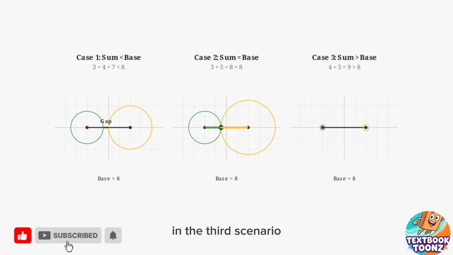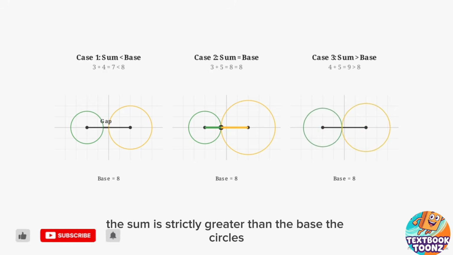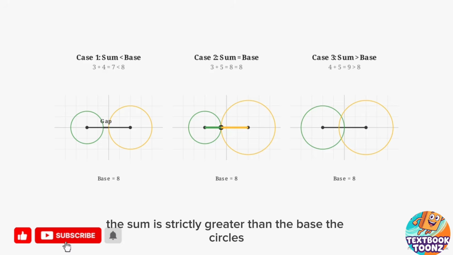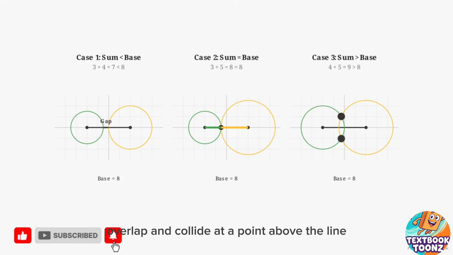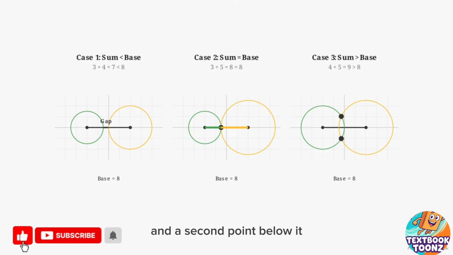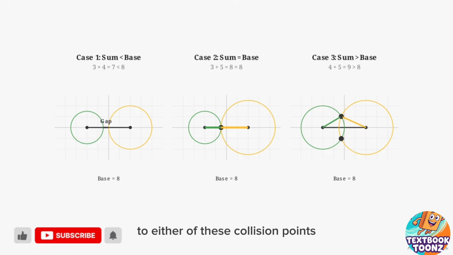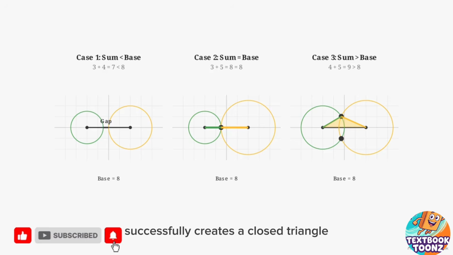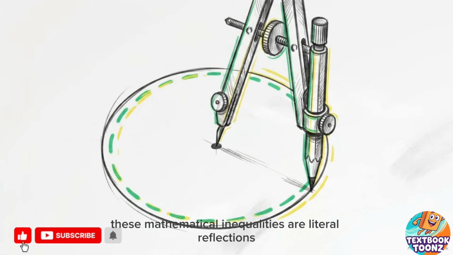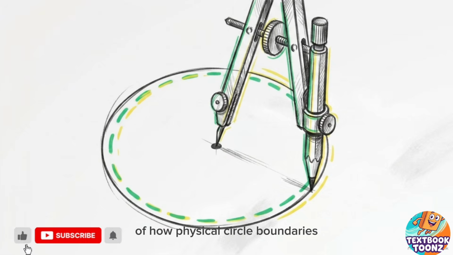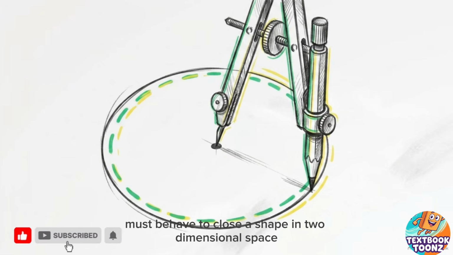In the third scenario, the sum is strictly greater than the base. The circles overlap and collide at a point above the line and a second point below it. Connecting the ends of our baseline to either of these collision points successfully creates a closed triangle. These mathematical inequalities are literal reflections of how physical circle boundaries must behave to close a shape in 2-dimensional space.